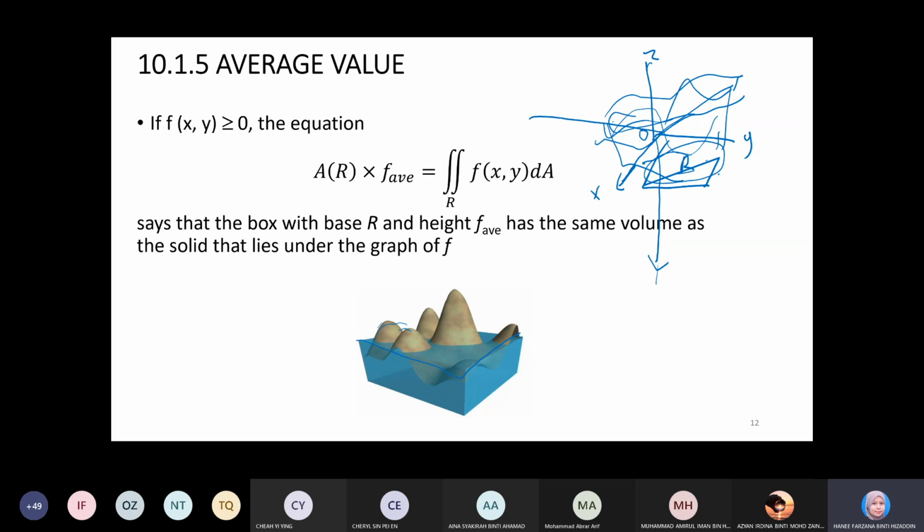So if you chop off the mountainous region here and put it inside the valleys, the empty space that has a downward curve, then you can get the same height, such that if you multiply the height with the region R, you get the same volume as you would from the double integral of f(x, y) over the area here. Do you get what I mean? If you don't understand, please ask questions.